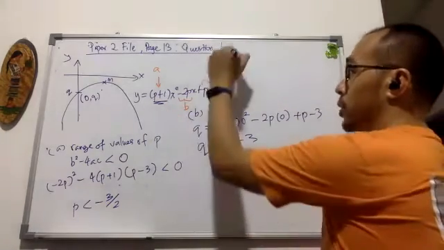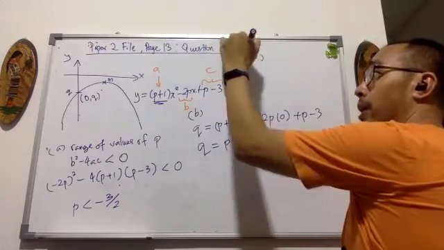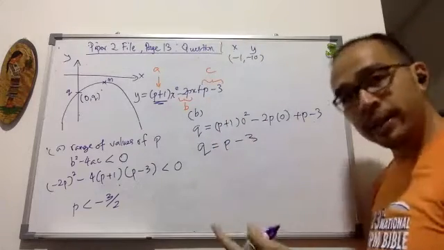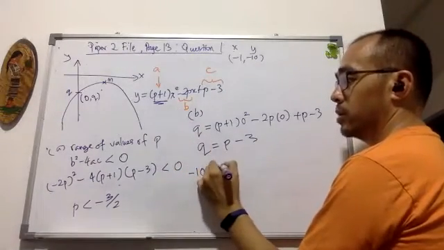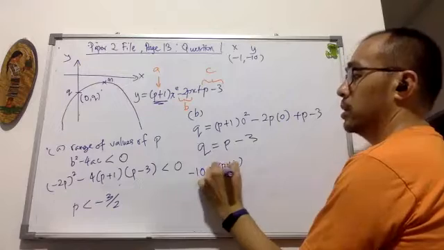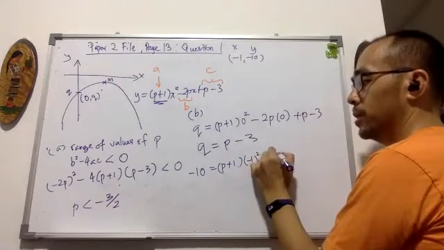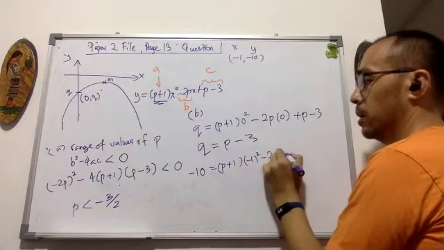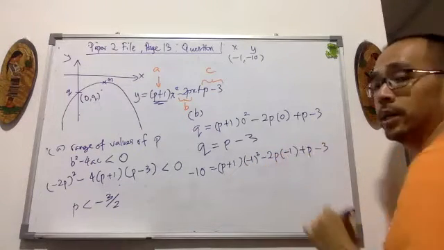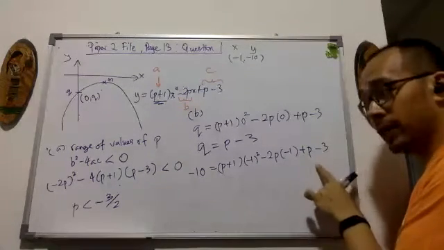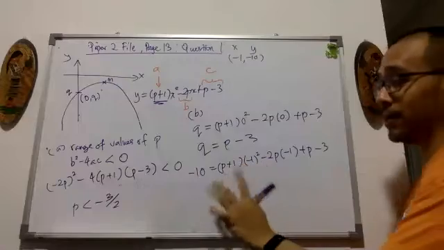Okay, the next one is you are given -1 and -10, which is the x and the y over here. So I'm going to do the same thing that I did just now. I substitute the -10: -10 equals p plus 1 times -1 squared minus 2p times -1 plus p minus 3. Looks complicated, but when you solve it, it's actually very simple.